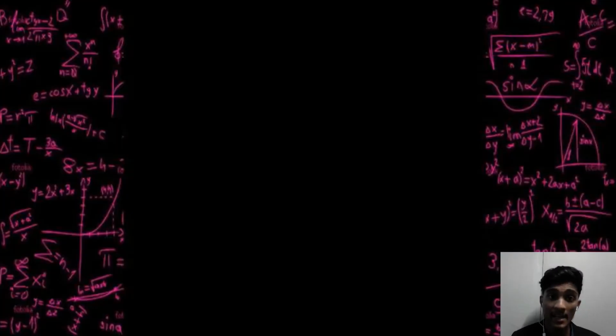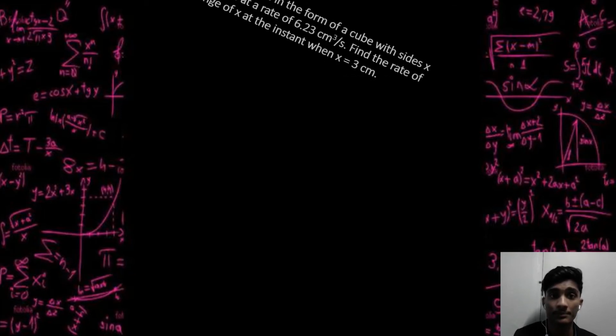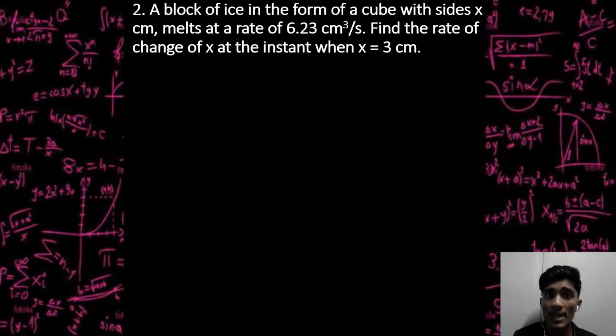Hey guys, I'm Divakar and I'm here to explain to you about rate of change using differentiation. So without wasting your time, let's get into the question. A block of ice in the form of a cube with sides x melts at the rate of 6.2 cm³ per second. Find the rate of change of x at the instant when x is equal to 3 cm.